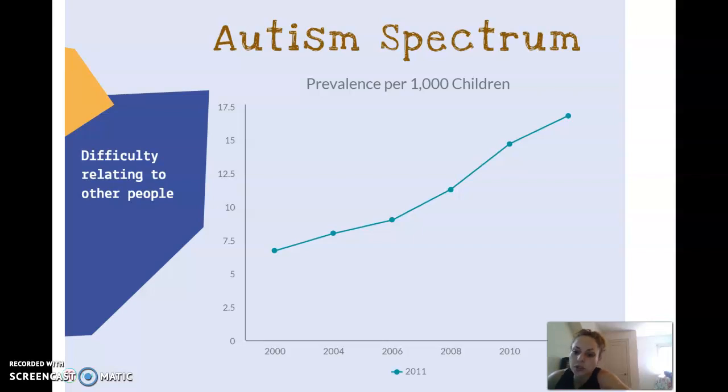So you can see the prevalence is increasing as the years go by, and it's possible that it's just the diagnosis is increasing, not necessarily the prevalence. But we don't really have a reason why that's happening. There's a lot of theories on why the incidence of autism is going up, but nothing we can say definitively this is the reason why.